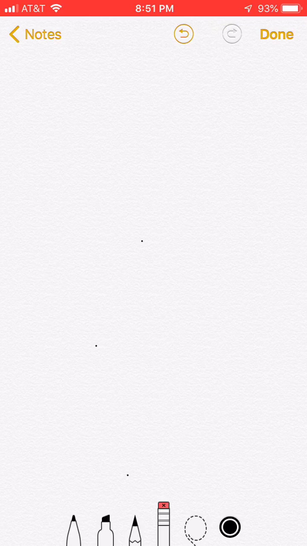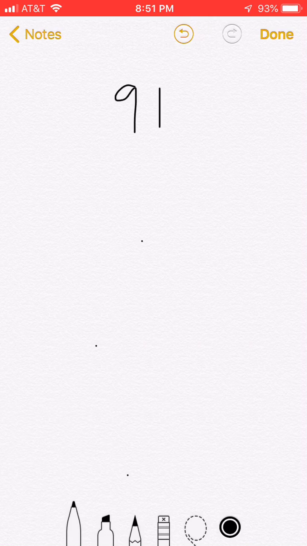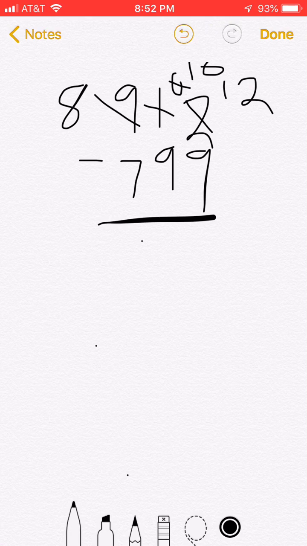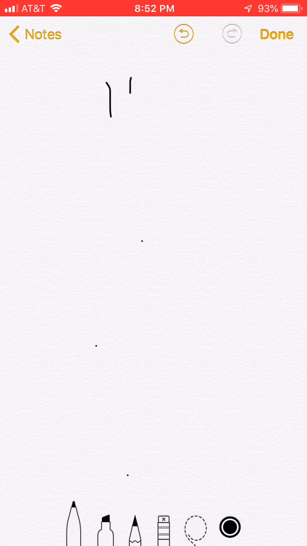Next practice problem was 912 minus 799. We have to do a little bit of carrying over in this problem. And then after we've done that, 12 minus 9 is 3, 10 minus 9 is 1, and then 8 minus 7 is 1. So our answer is 113. And then our last problem for that set was 118 times 42, or 42 times 118.